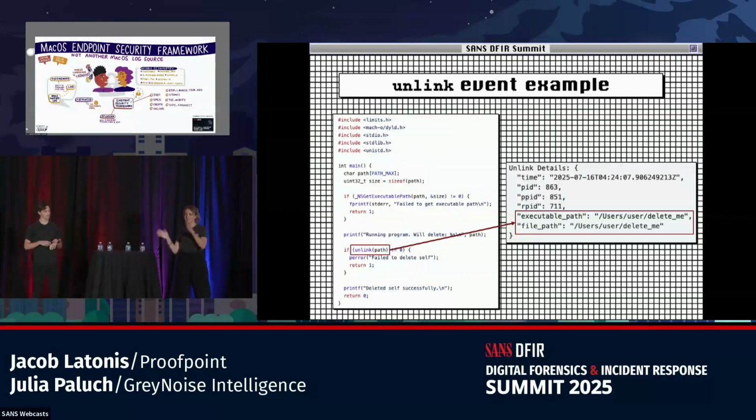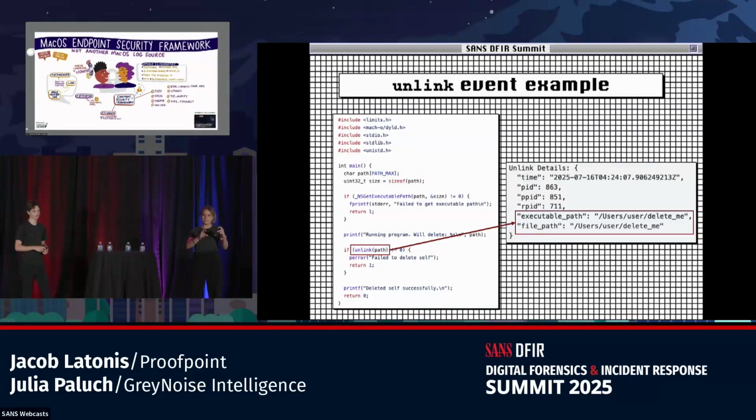Okay, cool. So this next example is that unlink event that I mentioned earlier. On the left, we have a C program that gets its own path, and then passes that to this unlink function.